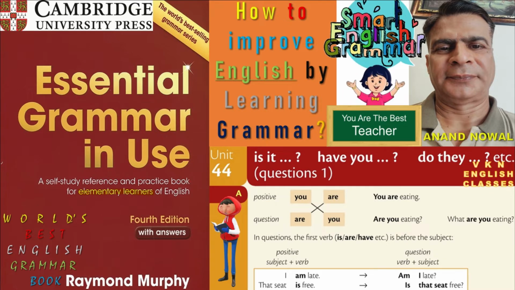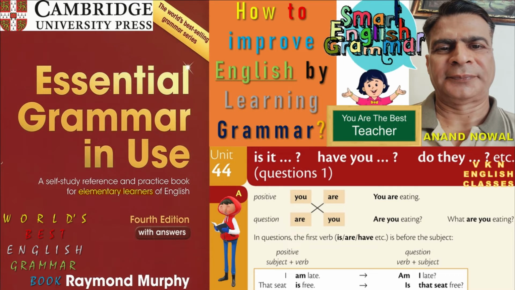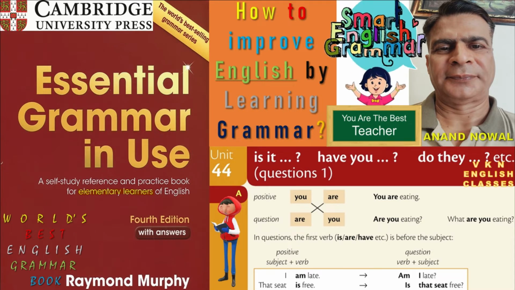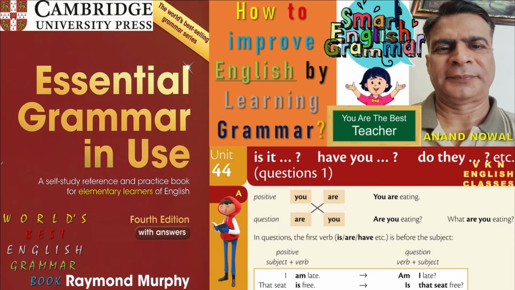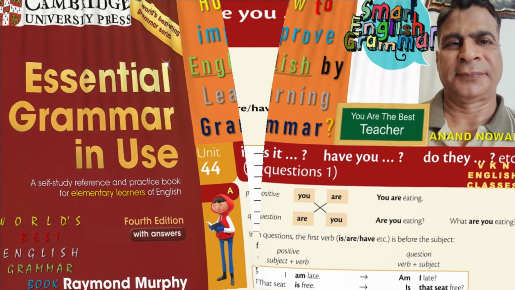Today I am going to start unit number 44 and teach you how to use is it, have you, do they, etc. in our day-to-day life. It means we are going to learn how to form questions, part 1. For example, am I late? Can Ram swim? So, you should listen and watch this video carefully. Okay, well, let us get started now.